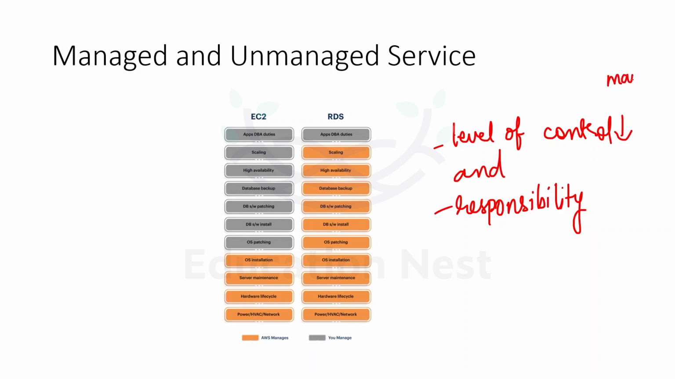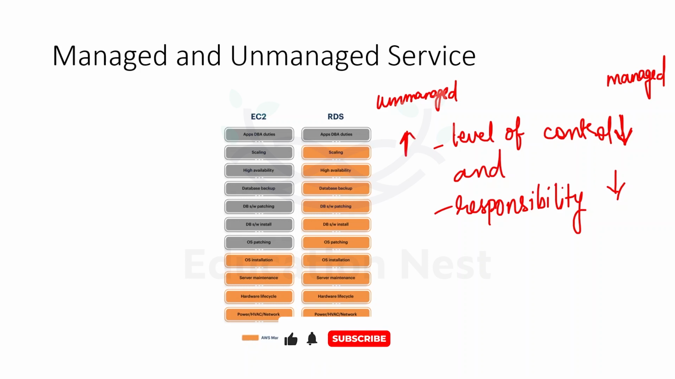Here we are talking about the managed database service. The level of control that you have on your database would be less, and the responsibility will also be less. If we talk about the unmanaged service, the level of control that you have on the database would be high, and your responsibility would also be high.